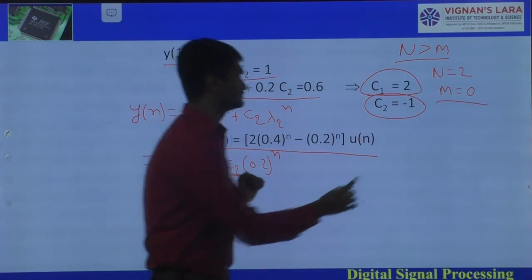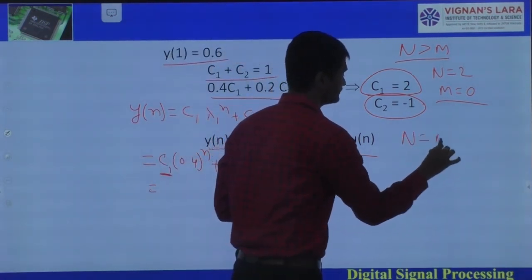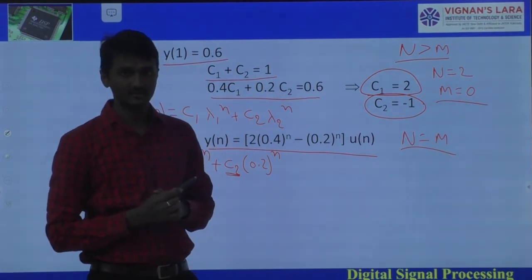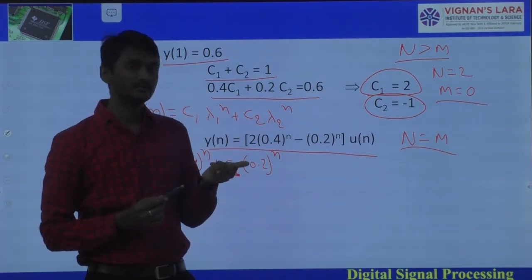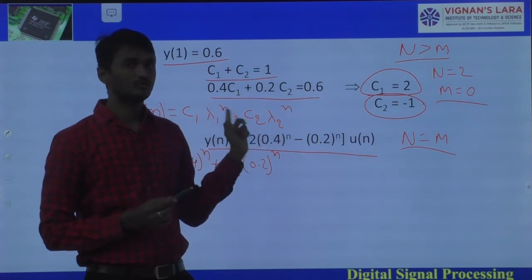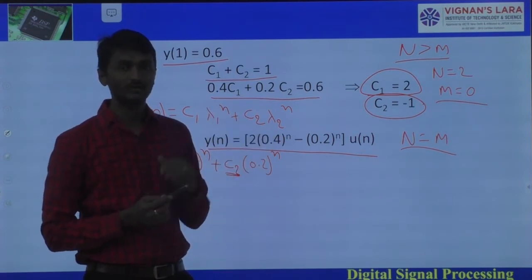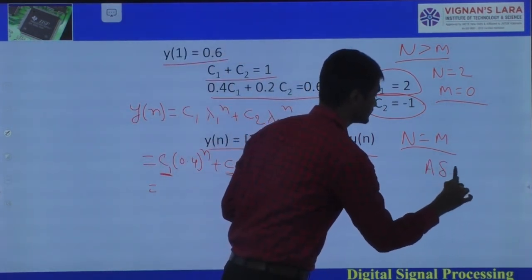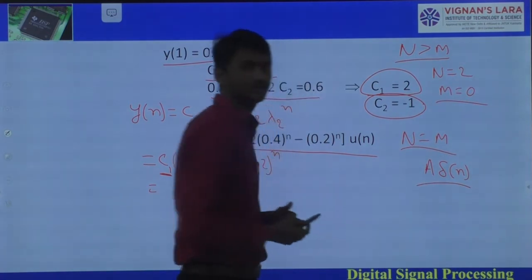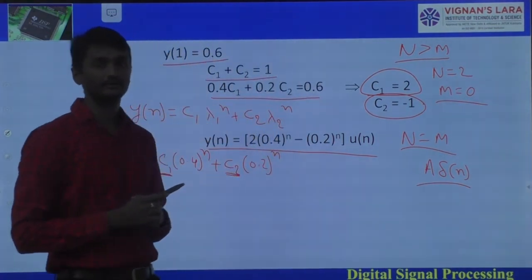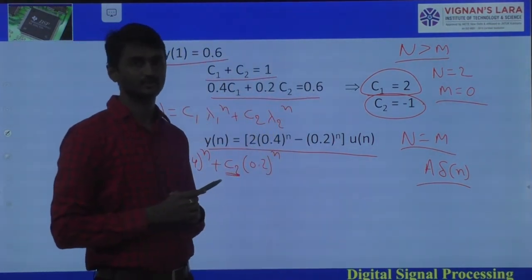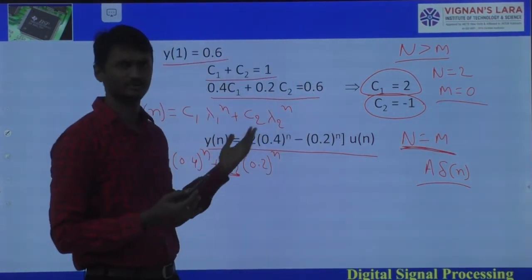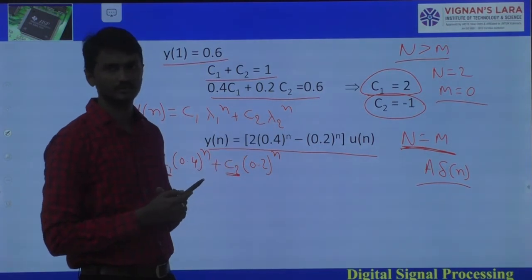Suppose in any case n is equal to m, in that case we have to add a unit impulse function to the homogeneous solution, like A into del of n. We have to add the unit impulse function to the homogeneous solution if n equals m. That is based upon the required system. Okay.